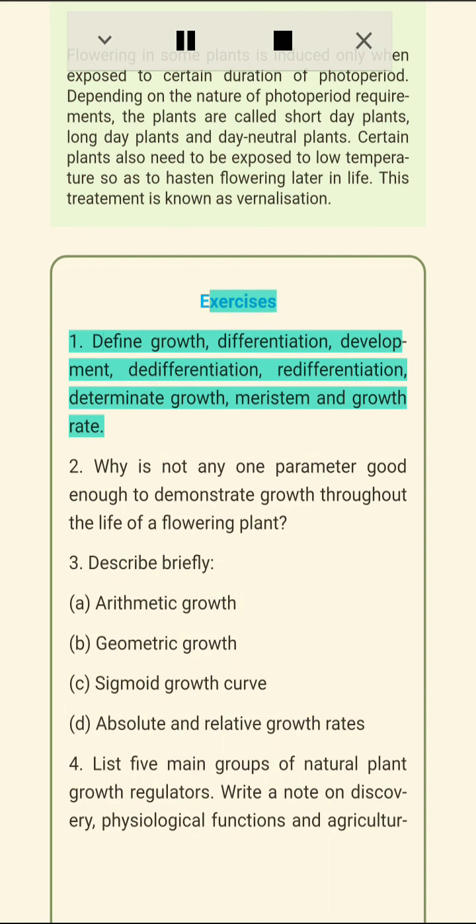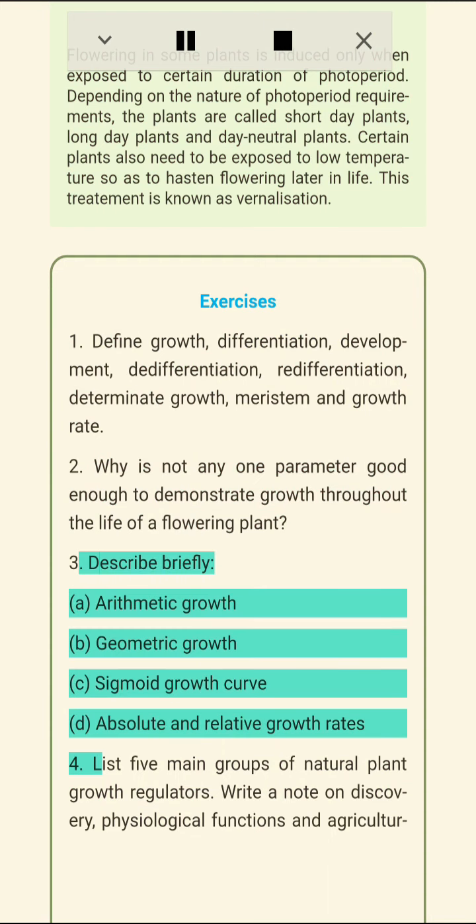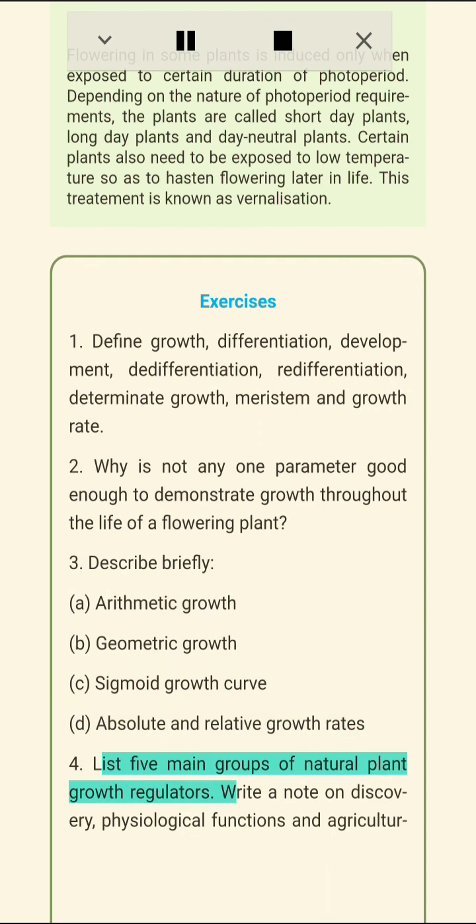Exercises. 1. Define growth, differentiation, development, dedifferentiation, redifferentiation, determinate growth, meristem, and growth rate. 2. Why is not any one parameter good enough to demonstrate growth throughout the life of a flowering plant? 3. Describe briefly a. Arithmetic growth, b. Geometric growth, c. Sigmoid growth curve, d. Absolute and relative growth rates.